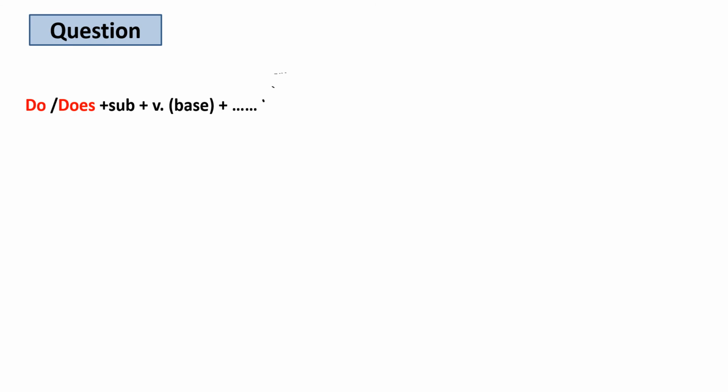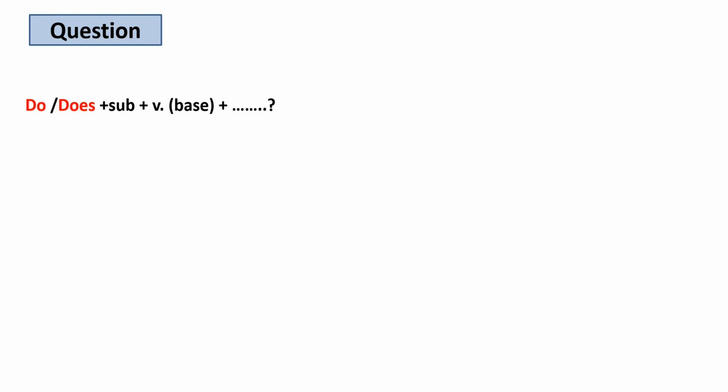Now, how to make a question with the present simple. شلون نكون جملة استفهامية بالمضارع البسيط. First of all, we will put do or does plus the subject and verb base, and we should put a question mark. لازم نخلي علامة استفهام. فأول شيء نخلي do أو does، بعدين الفاعل، بعدين فعل مجرد.